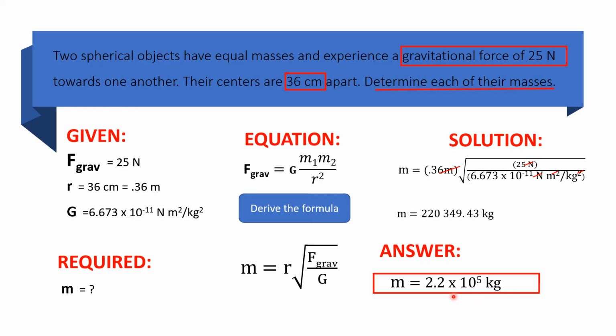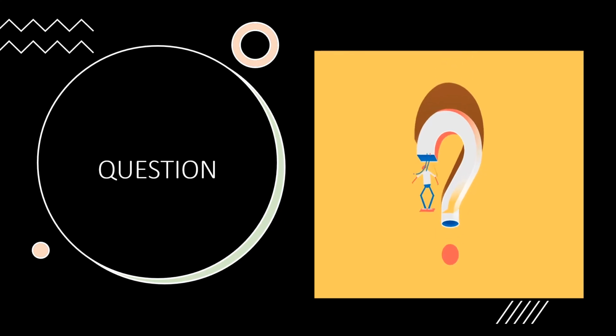Why did it become 2.2? We just followed the significant figures. The 0.36 has two significant figures, and here it is also two. So my answer must be in two significant figures. It goes like this: 1, 2, 3, 4, 5. So that is 2.2 times 10 raised to 5 kilograms. That is the answer. I hope you have the same answer as me. If you got the right answer, kudos to you. That is the end of our problem.